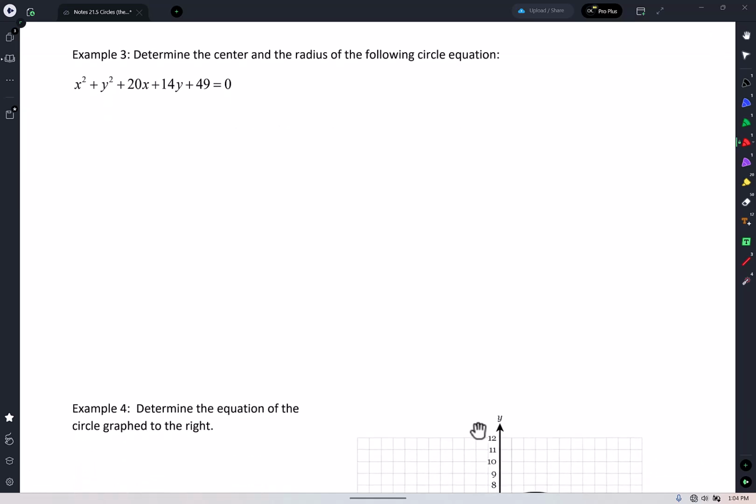So look, check it out. I put example 3 here, same type of deal. Let's give you guys a 1 minute head start. See if you guys can figure this one out. Go for it.